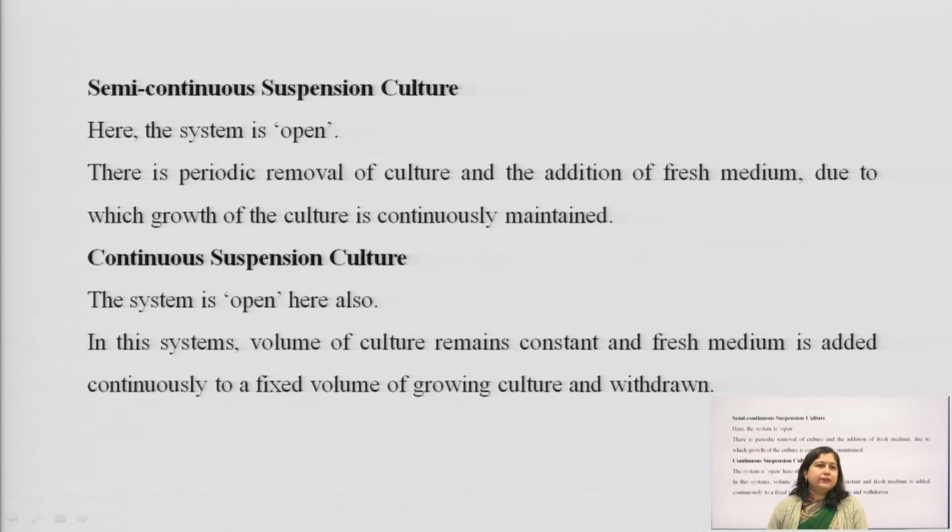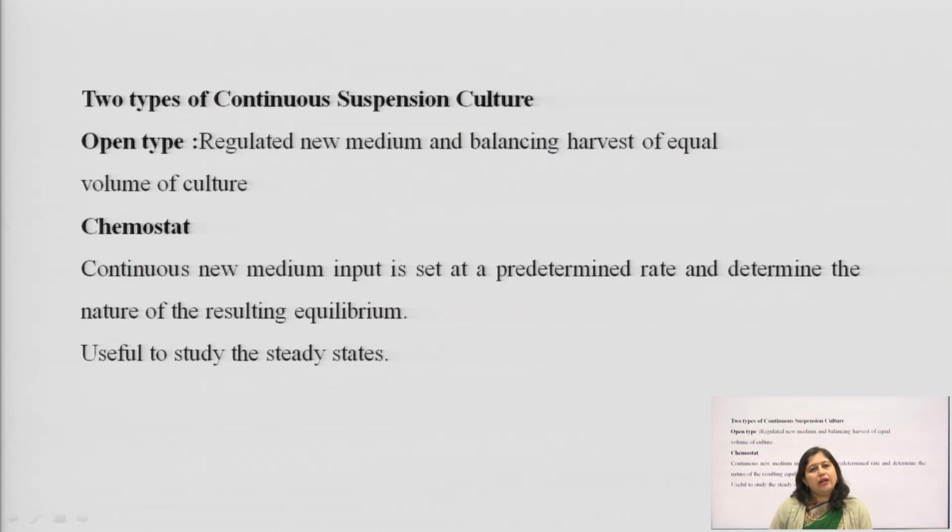Then we discussed the semi-continuous culture. The system is open here. There is a periodic removal of the culture and addition of fresh medium, due to which the growth of the culture is continuously maintained. Continuous suspension culture: this system is open here also. In this system the volume of the culture remains constant, and fresh medium is added continuously to a fixed volume of the growing culture and withdrawn.